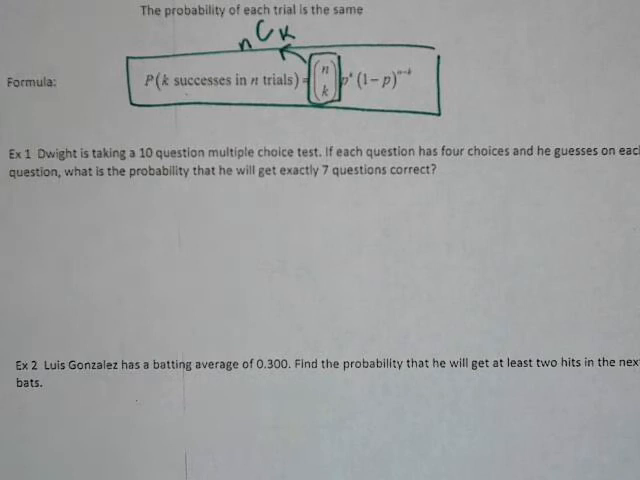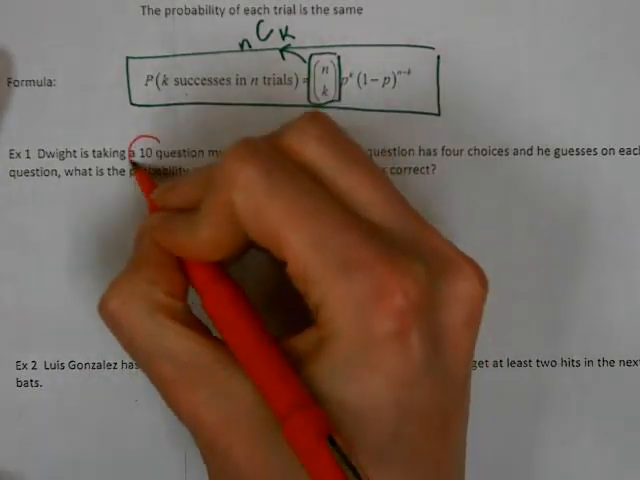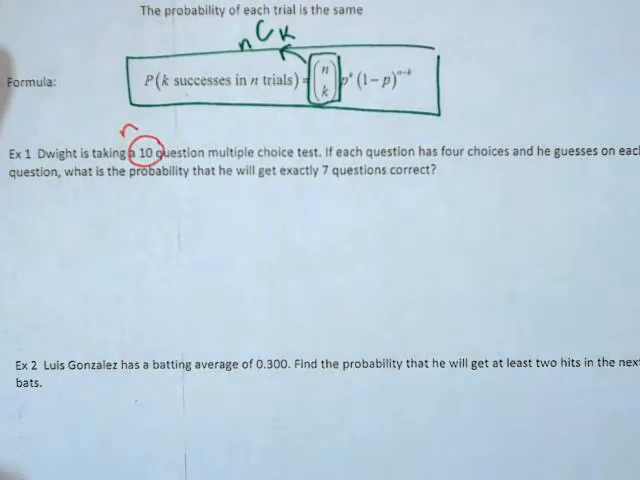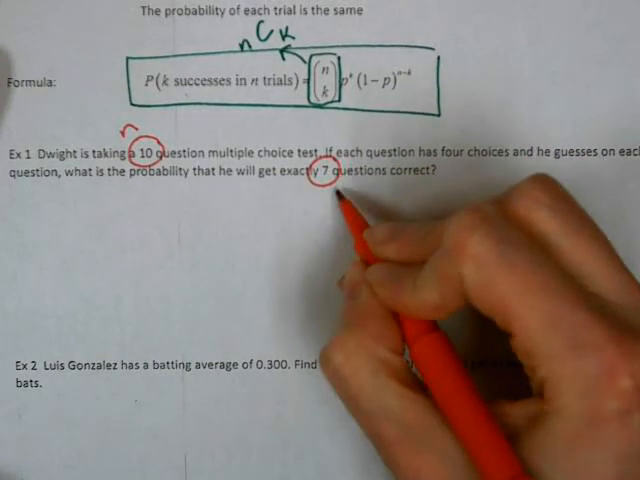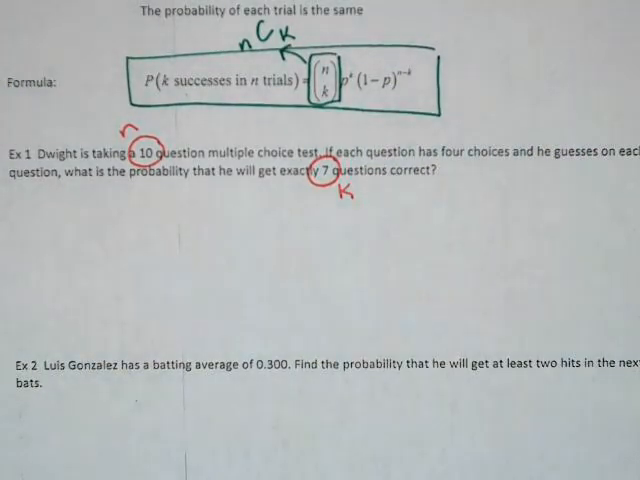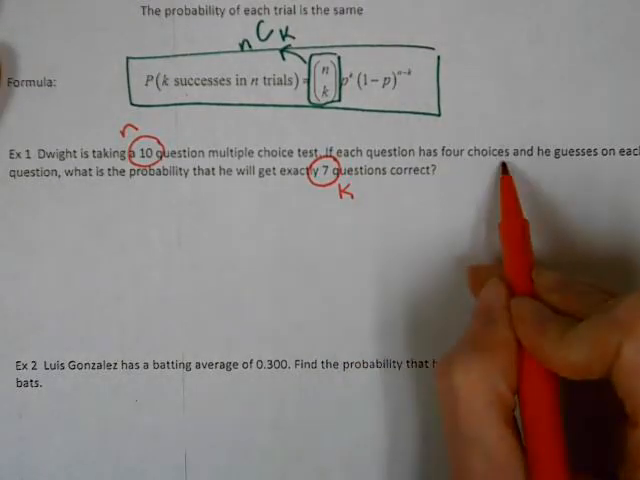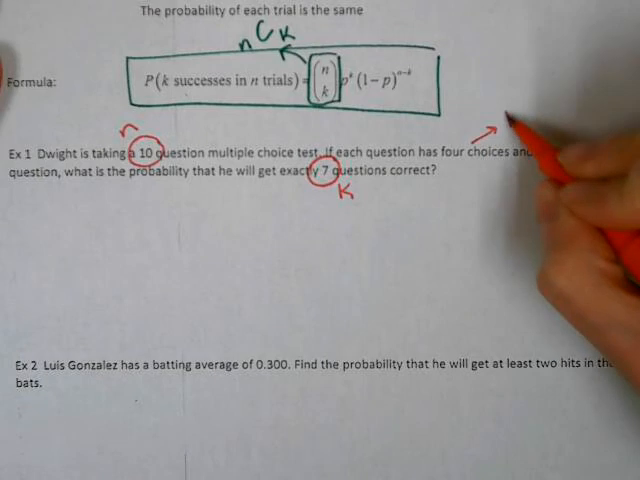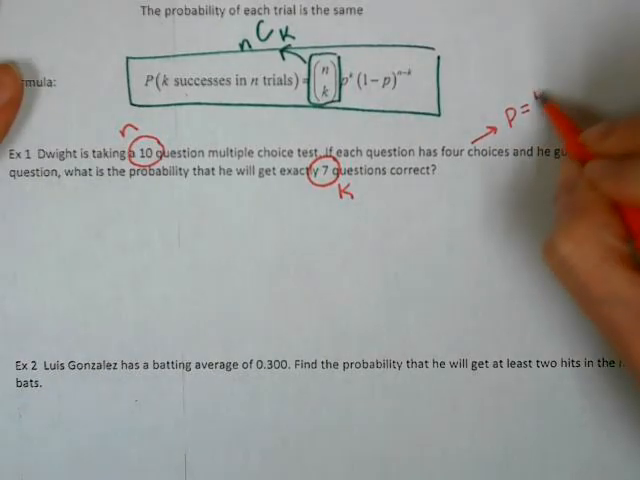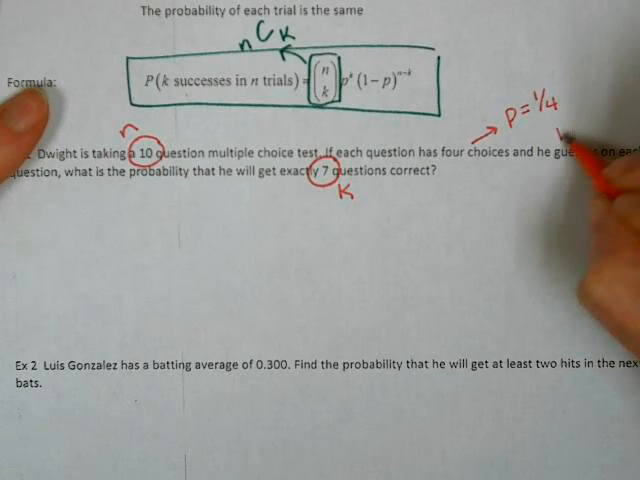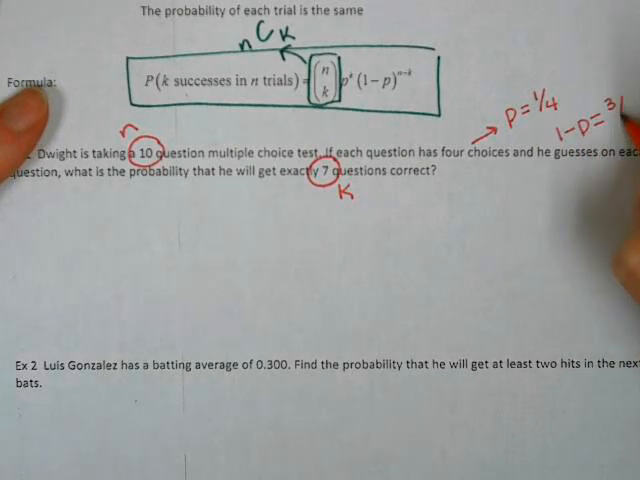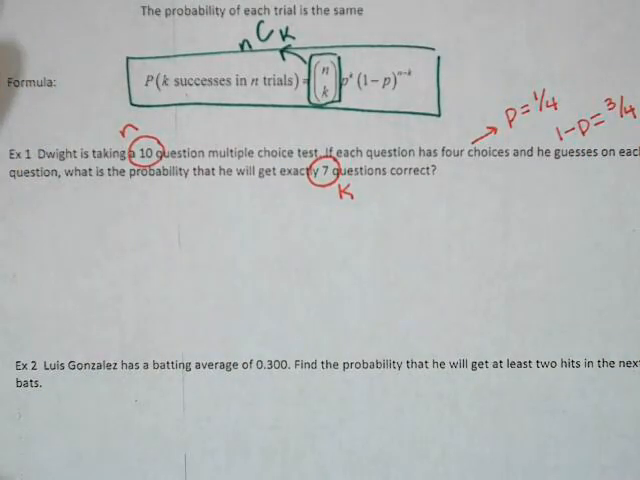All right, so let's see if we could just find what everything is and then plug it into the formula. For this one, the 10 would be the n, the number of trials. The 7 would be the k, because that's the number of successes. And then, if he has 4 choices, that means that the probability of getting one right is 1/4, and the probability of getting one wrong is 3/4. All right, so then, really easy, just plug everything in.